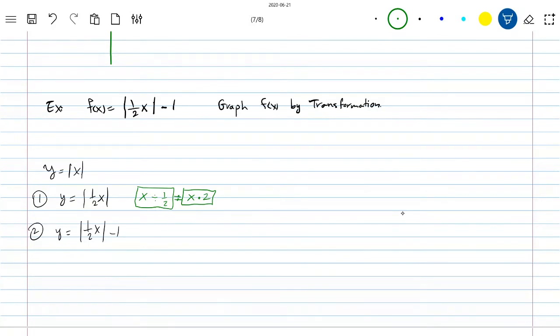Okay, so what is this? This is a horizontal stretch, because you're not changing the y values, you're changing the x values. Every x value gets rescaled. And finally, if you subtract 1, this is a vertical shift 1 unit down.